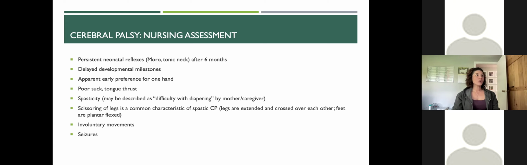They will have an early preference for one hand over the other. So you'll see that happen before they get to 3. They also have poor suck. They tend to thrust their tongue, so their tongue will push forward, so they get a really bad latch.